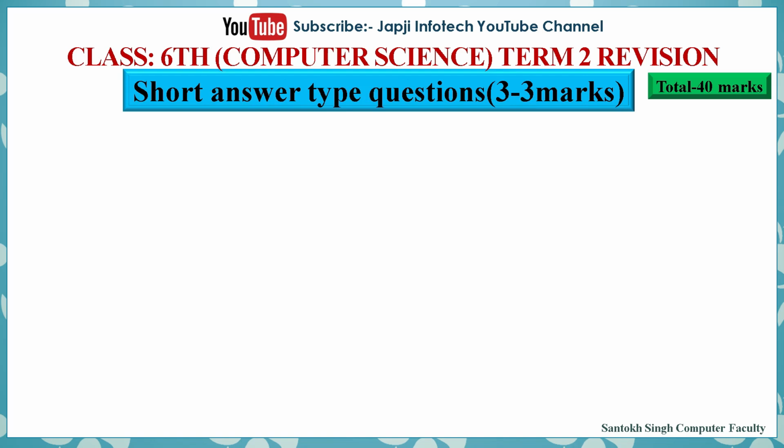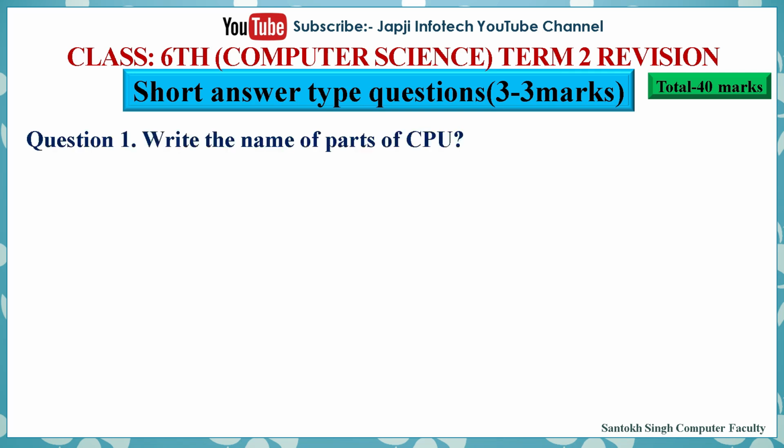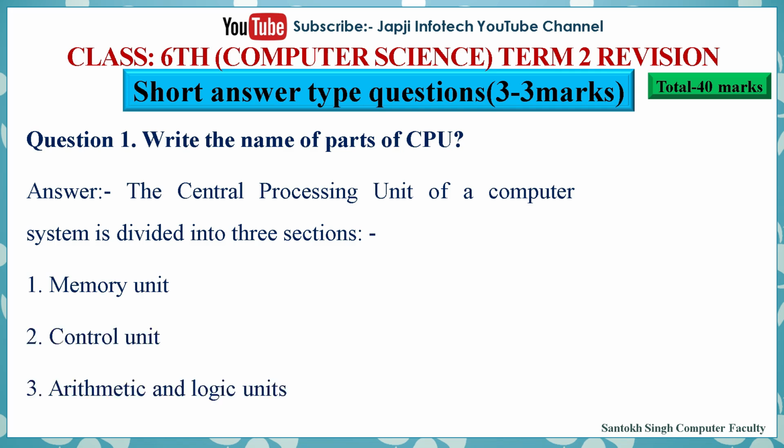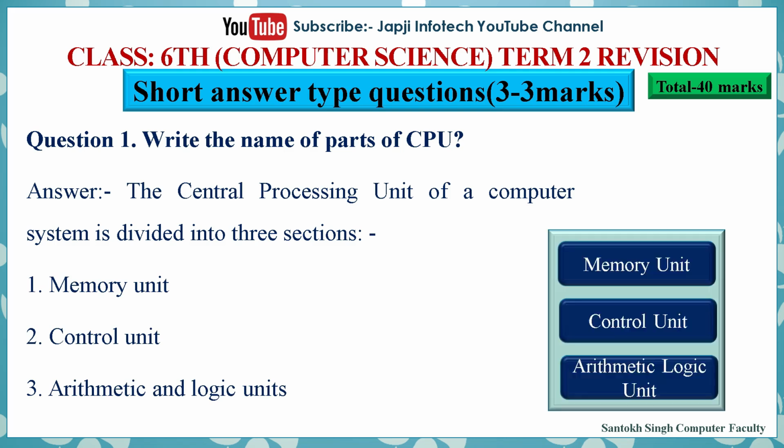So now we will study short answer type questions. These will carry 3 marks. The first question is, write the name of parts of CPU, and the answer is the central processing unit of a computer system is divided into 3 sections. Number 1 is memory unit, number 2 is control unit, number 3 is arithmetic and logic unit.